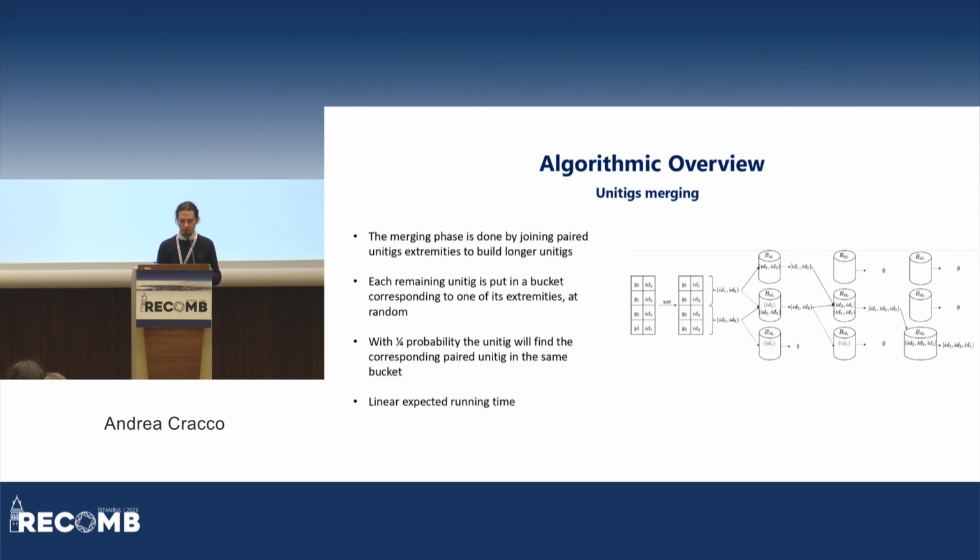And then, if there is another unitig with the same ending, and by chance that ending is also chosen as the candidate to be the hash of the bucket where the unitig will be put, then these two unitigs can be merged together. The probability that both of these endings are chosen in a given step is 1/4, because there is a 50% chance of the first and a 50% chance of the second. And in this way, by repeating iteratively this algorithm, we come up with a correct algorithm that runs in linear expected running time.